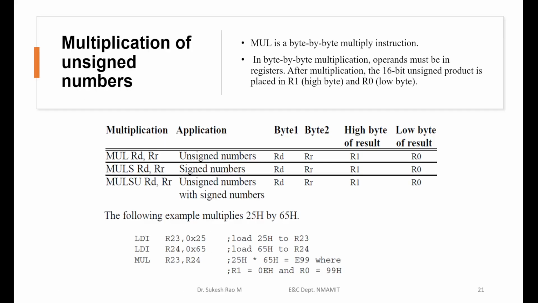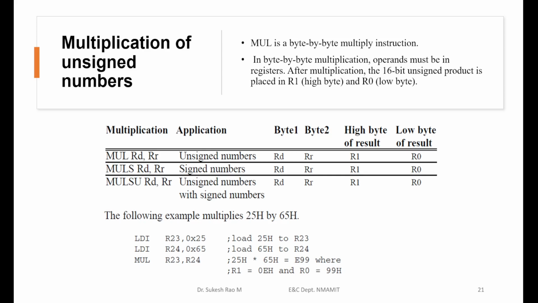Multiplication is another instruction here, where we can multiply two numbers. Again there are categories for unsigned and signed. Simply mul is for unsigned numbers, muls is for signed numbers, and mulsu is for unsigned numbers with signed numbers. So one can be signed and the other unsigned, that also can be done. Let's look into each one of those basic multiplications and have a look at how it is done.